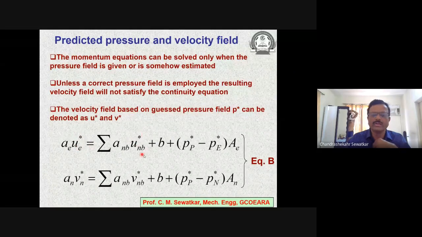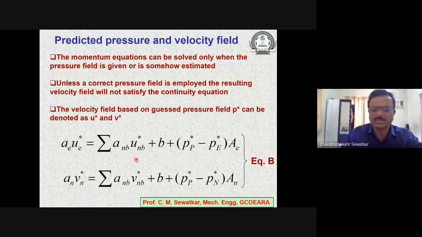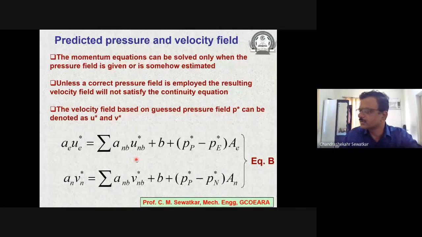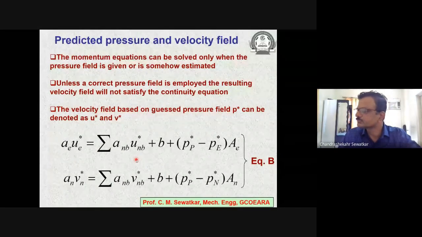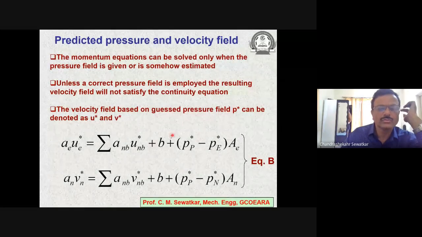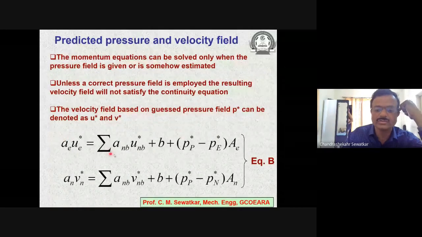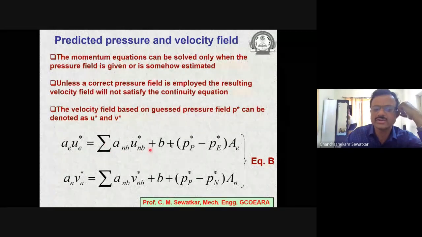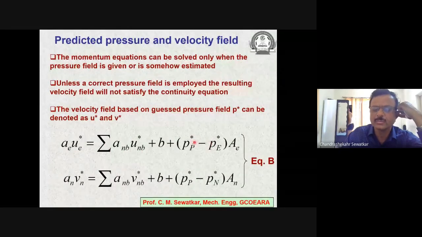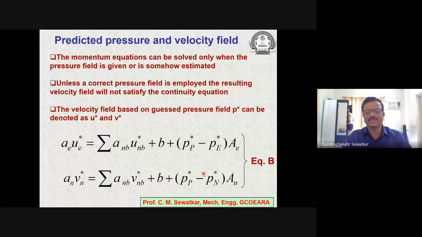This will be known to me either from the initial condition or boundary condition. A and B and AE will be known to me because those are the coefficients that involve geometric parameters, fluid properties, and so on and so forth. So these equations are written in terms of guess velocities, and guess velocities are written in terms of guess pressure. So PP star, PE star, these are all guess pressures. So this is a guess velocity.